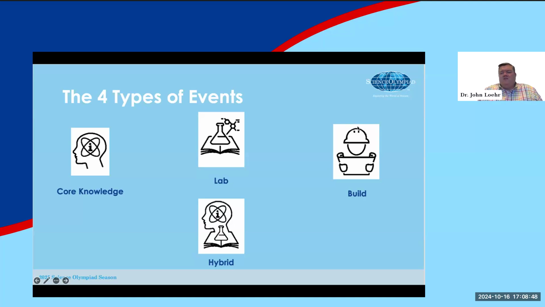Similar to a core knowledge event is a lab event. There's a whole bunch of things you need to learn before you get to a tournament. But the reality is when you get there, you're going to use that knowledge to do something, right? It may be solving a crime. It may be conducting an experiment. It may be testing materials, right? But you learn it and then you apply your knowledge.